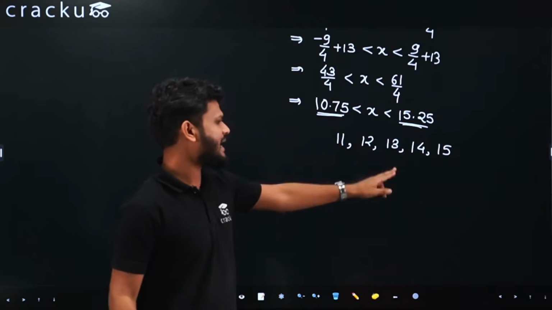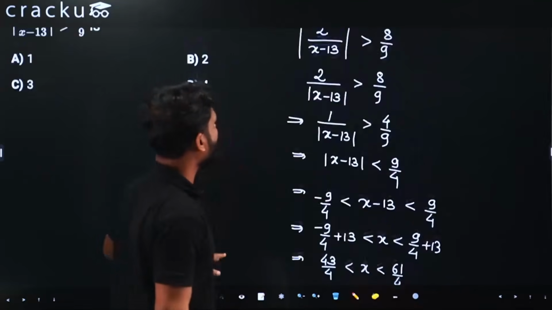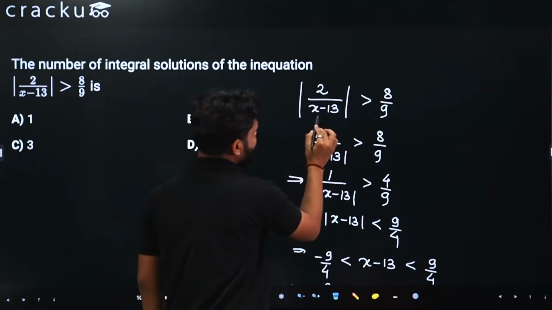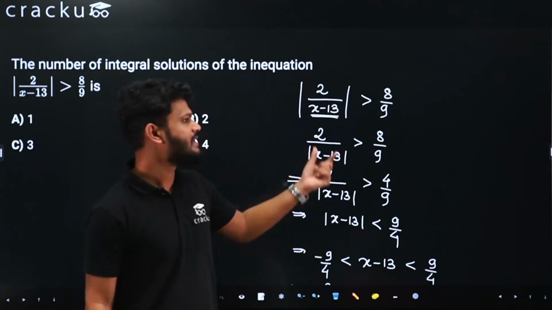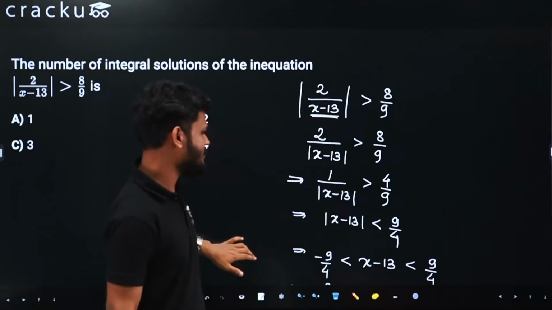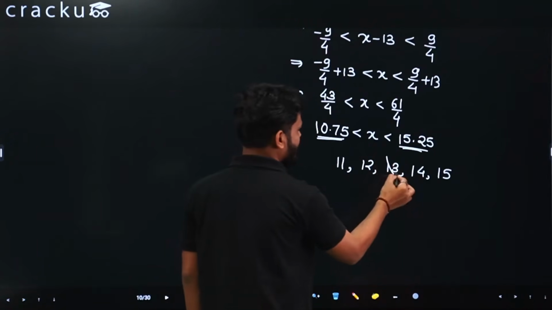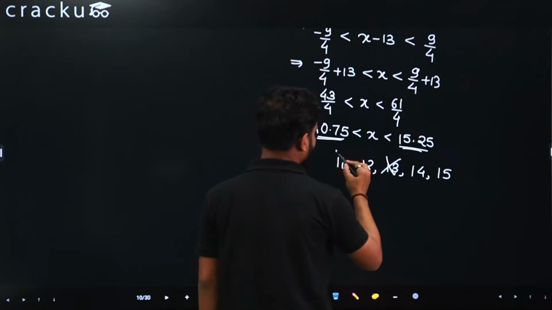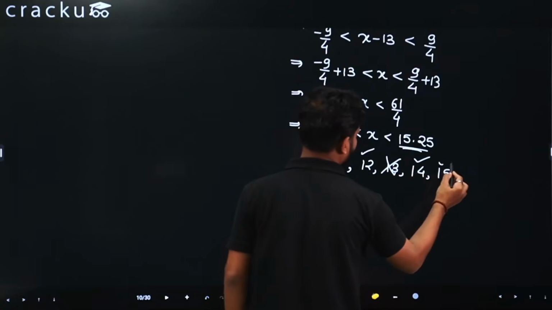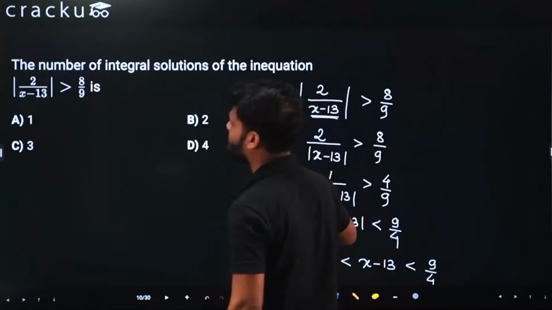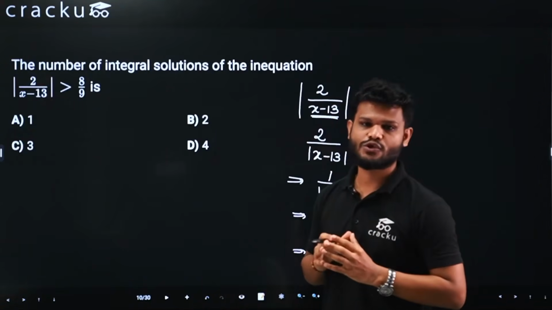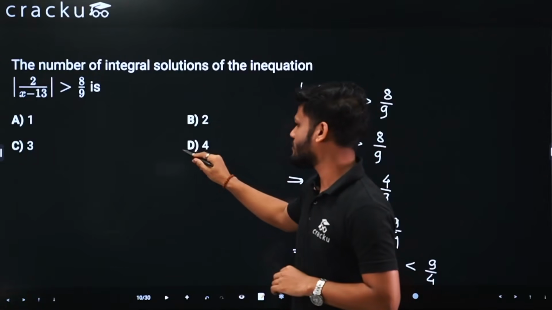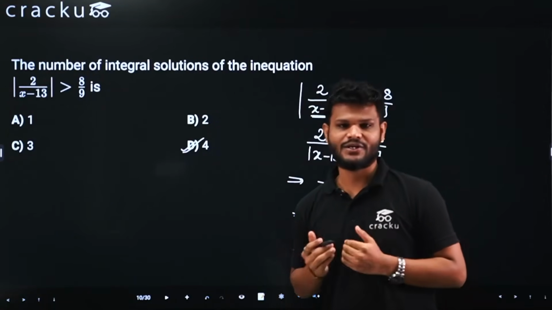Right? But can you take x equal to 13? You cannot take. Why? Because x minus 13, if you put x equal to 13, this expression will be undefined. So you cannot take x is equal to 13. So only 4 solutions are there, 11, 12, 14 and 15. So how many number of integral solutions of x are there? There are 4. So option number D is the correct choice here.